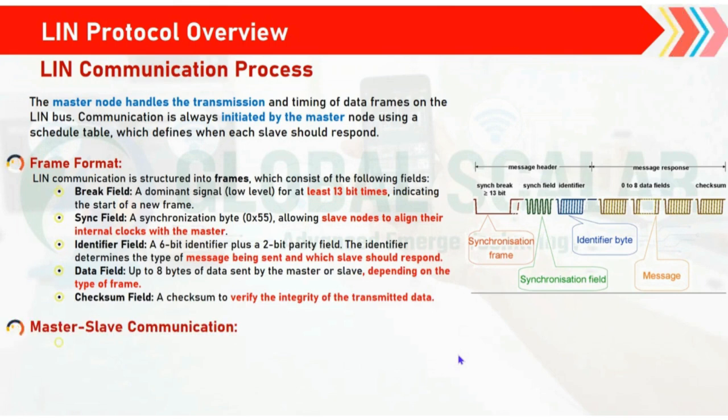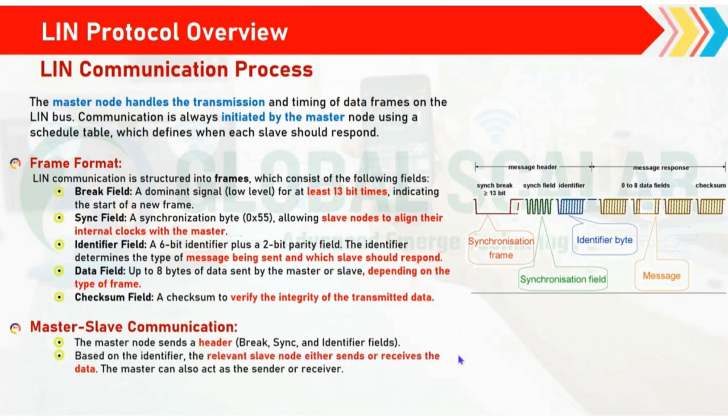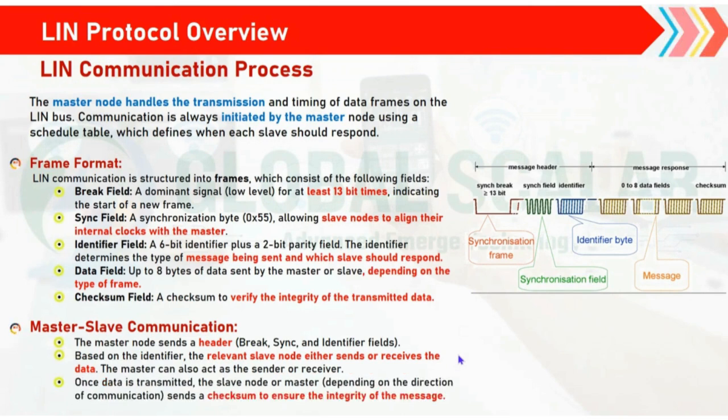Here in the master-slave communication, the master node sends a header: the break, sync and identifier fields. And based on the identifier, the relevant slave node either sends or receives the data. The master can also act as the sender or the receiver. Once the data is transmitted, the slave node or the master, depending on the direction of the communication, sends a checksum to ensure the integrity of the message transferred from the master to the slave.